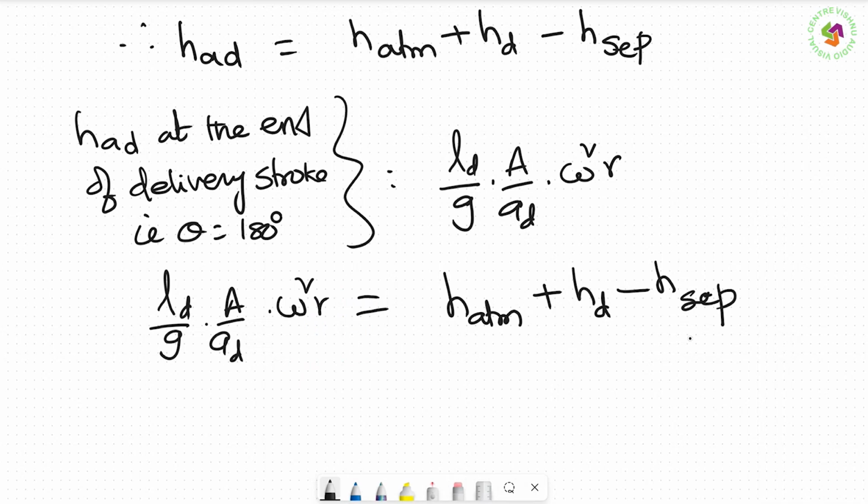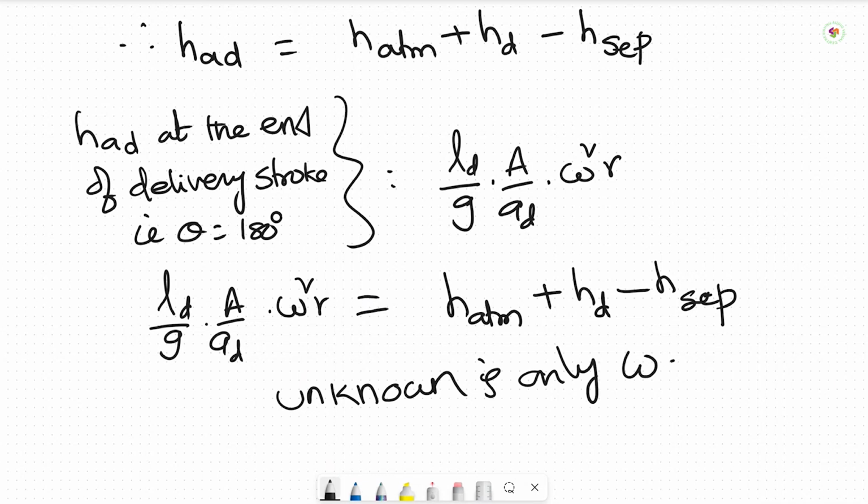So this H separation we know, depending on the vapor pressure of the fluid, converted into absolute, and you can put it. HD we will be knowing, and H atmosphere is 10.3 meters of water absolute. Then LD is known, A is known, AD is known, R is known, unknown is only omega. So therefore find omega and hence N.